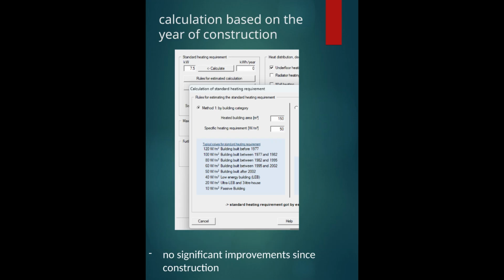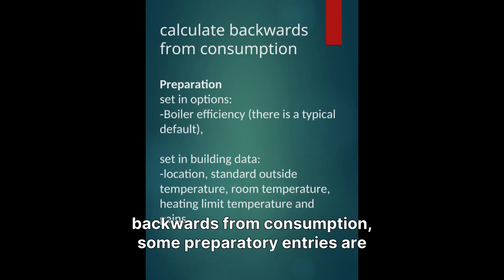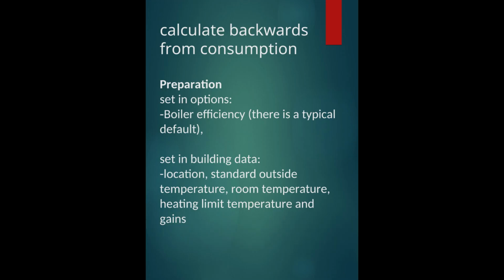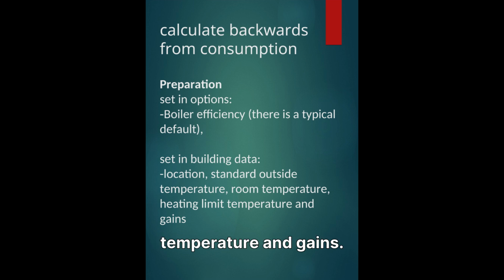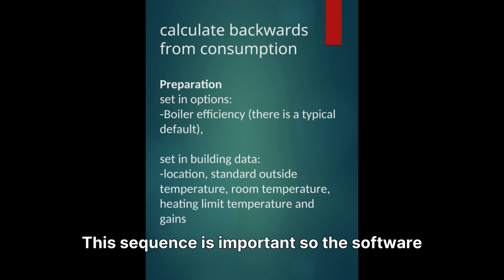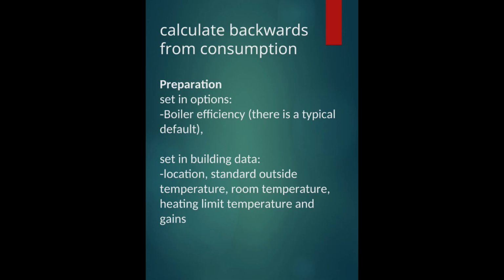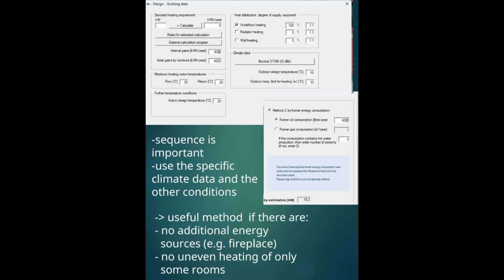the building was constructed. In order to be able to calculate backwards from consumption, some preparatory entries are necessary: boiler efficiency, location, and standard outside temperature. You also need room temperature, heating limit temperature, and gains. This sequence is important so the software can correctly assign the boundary conditions. The boiler efficiency can be set in the options before opening the project. A typical value is already stored.